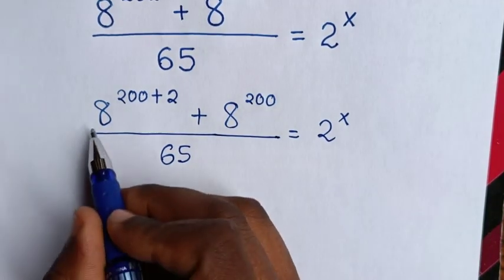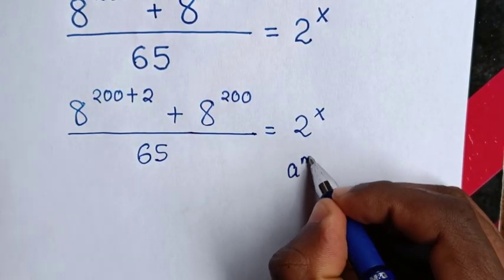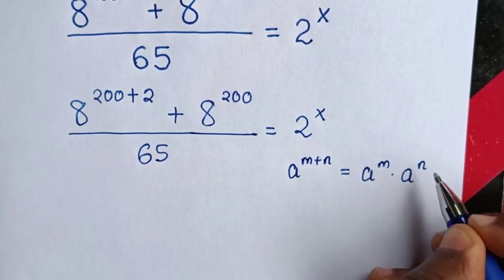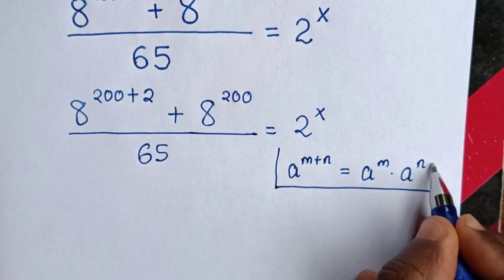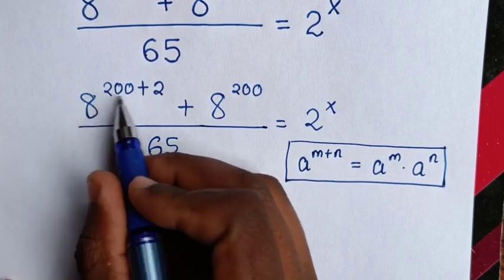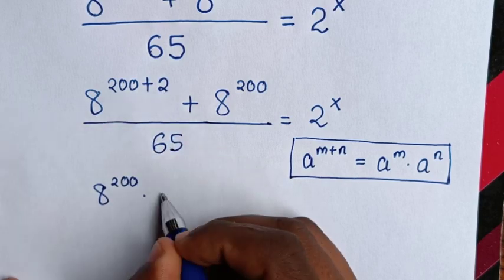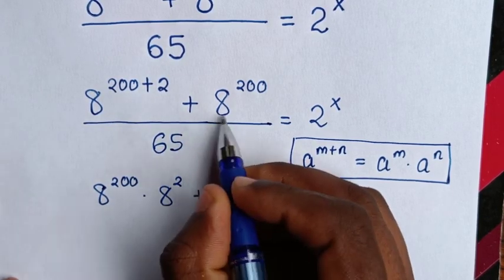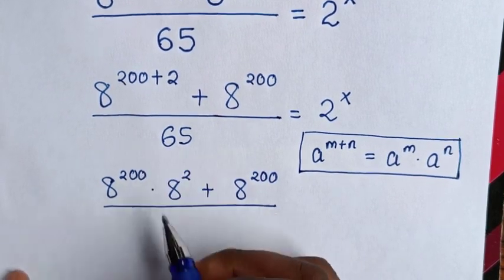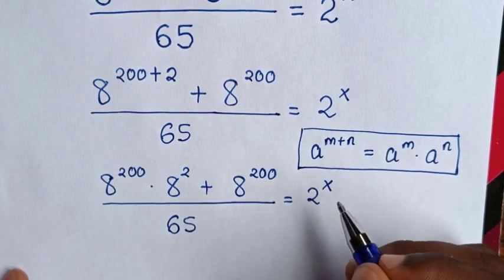Then in next step, from here 8 power of 200 plus 2, we'll apply exponential rule that a power of m plus n is equal to a power of m times a power of n. So in here it will be 8 power of 200 times 8 power of 2 plus this 8 power of 200 over 65. It will be equal to this 2 power of x.